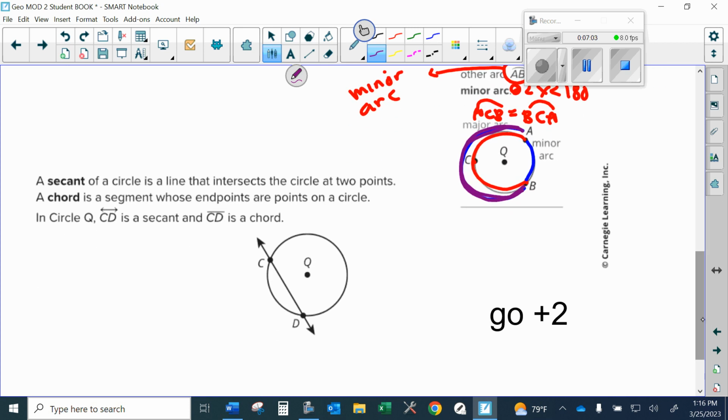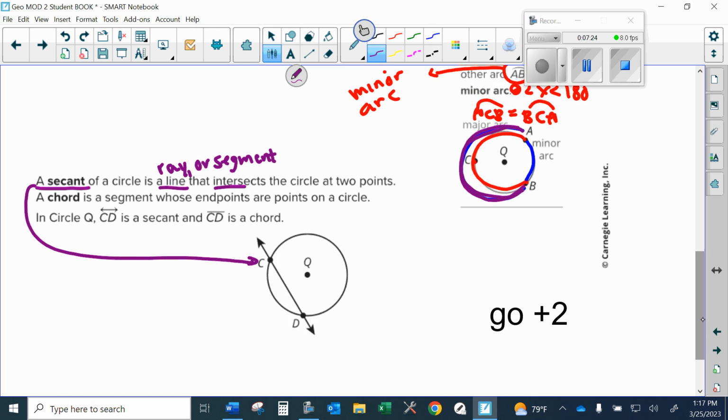All right, another vocab: a secant of a circle is a line, ray, or segment that intersects a circle at 2 points. So this is a secant right there.